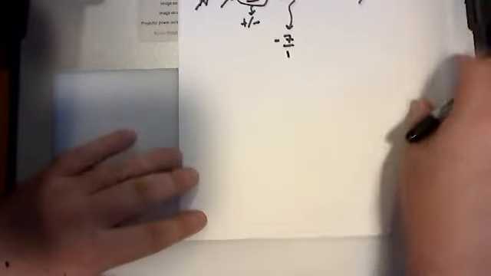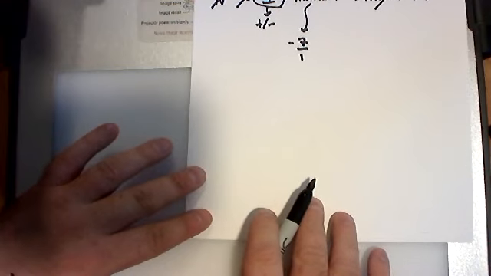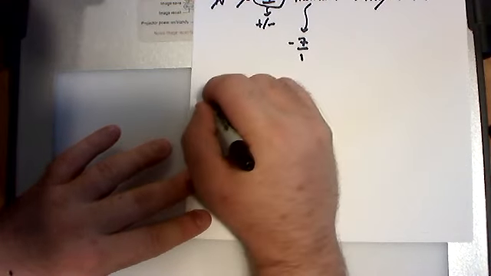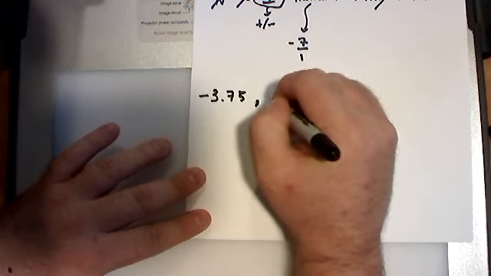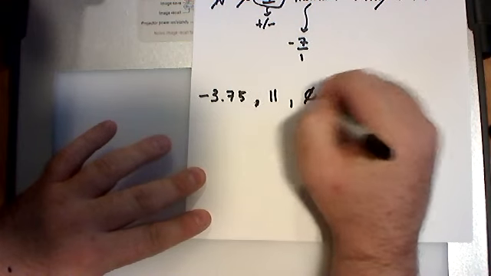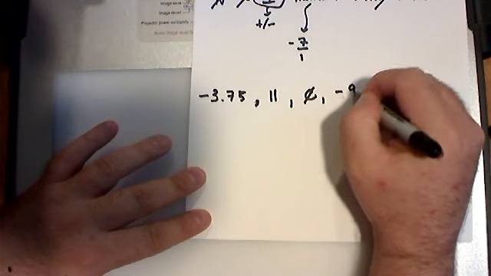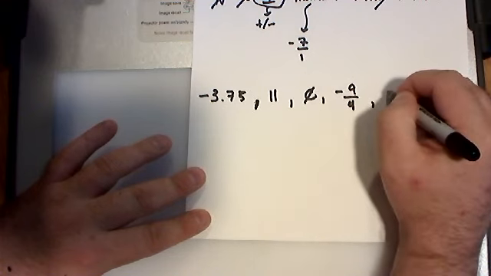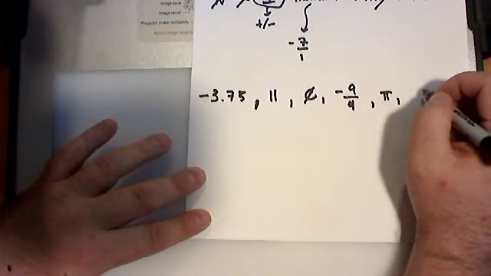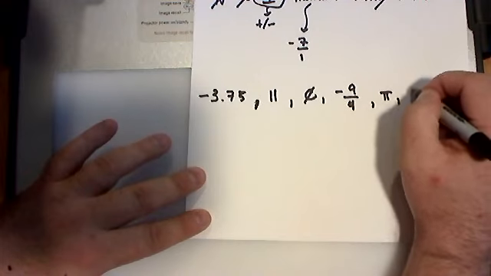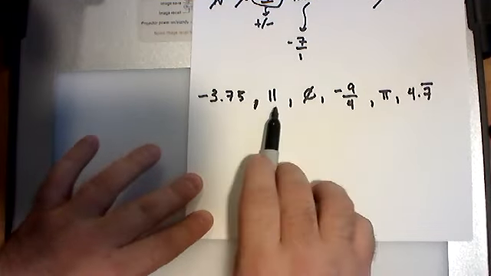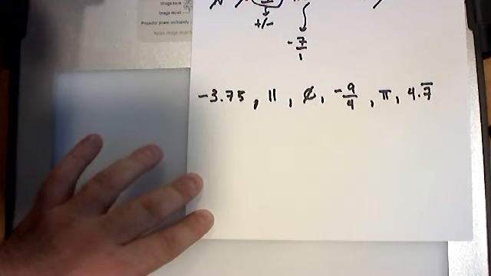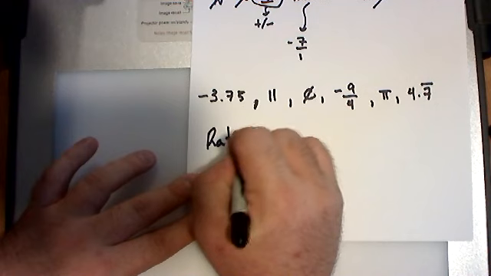Let me show you one more and give you an idea. Let's say I gave you, and again, a lot of this is going to focus on rational because that's where the issues are. Let's say I gave you a list of numbers here. Let's say -3.75. And then we'll say 11, and then 0, and then we'll say -9/4, pi, and then let's do one more. Let's say positive, we'll do positive this time, 4.7 repeating, all right? So you got 1, 2, 3, 4, 5, 6 different numbers, all right? And the question is, which ones are rational?